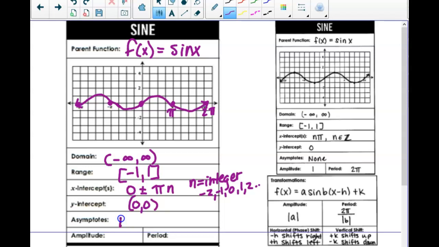It has no asymptotes. The amplitude, remember, is max minus min divided by 2, or the distance above and below. So this distance up from the midline is just 1. And how long did it take before it cycled through all the way until it was done doing both the up branch and the down branch? It was a distance of 2 pi.